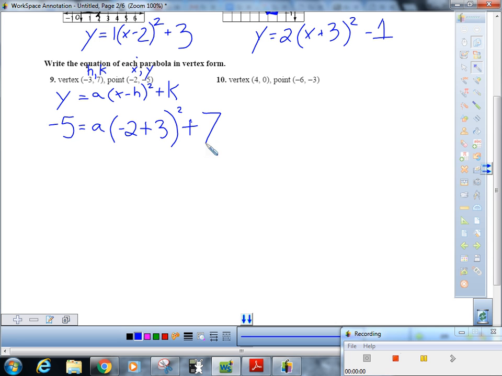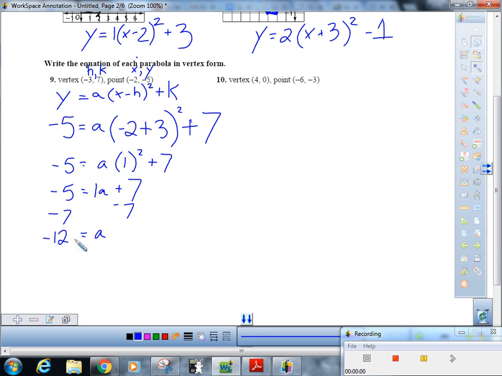Okay, so now we'll just solve it. Negative 5. I just don't skip any steps. This isn't that bad. Equals a times 1 squared plus 7. 1 squared is 1. Negative 5 equals 1a plus 7. Next step. Subtract 7, and you get a equals negative 12.